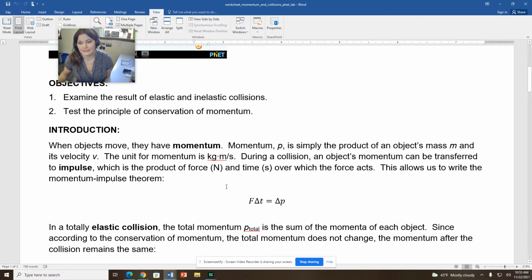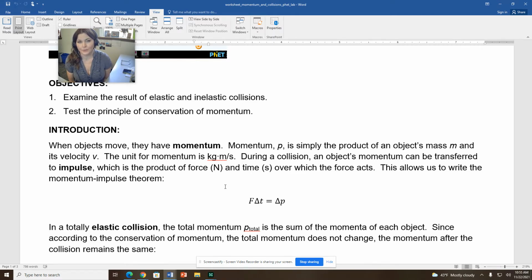The unit for momentum is kilograms meters per second. Kilograms is mass, meters per second is velocity. So basically you're multiplying those two units together. And then it brings into play impulse. So we're specifically looking at collisions when two objects collide with each other.